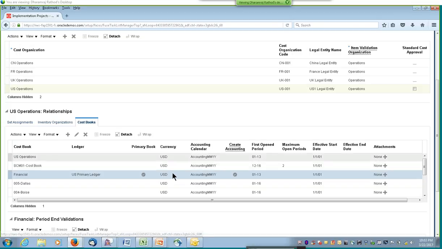You could create one more cost book and say the currency could be any other currency. And then when you run the cost processor, you will run the cost processor in context of US operations and any other cost book, which will have different currencies.